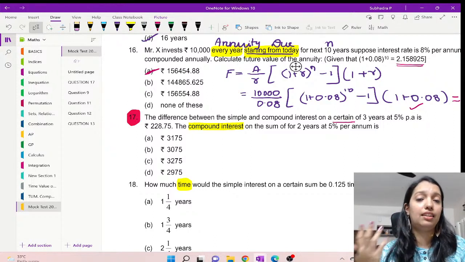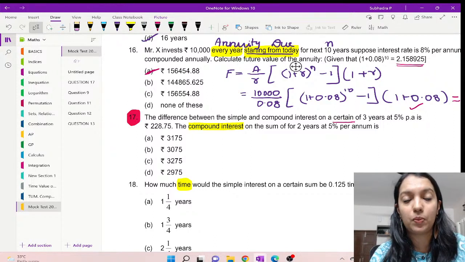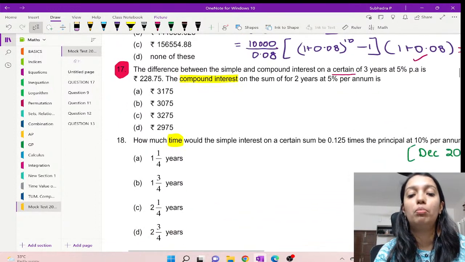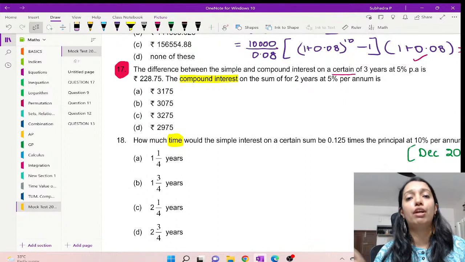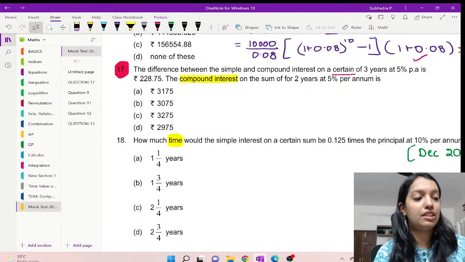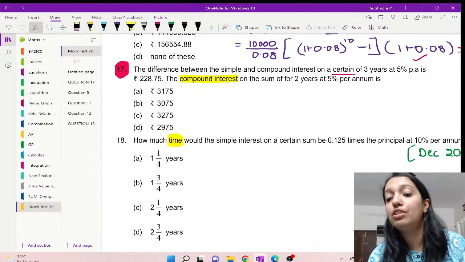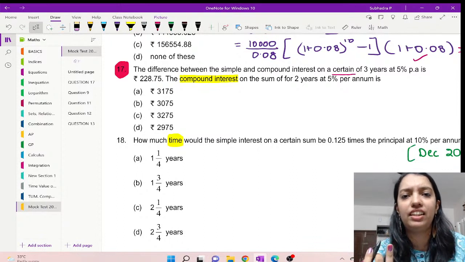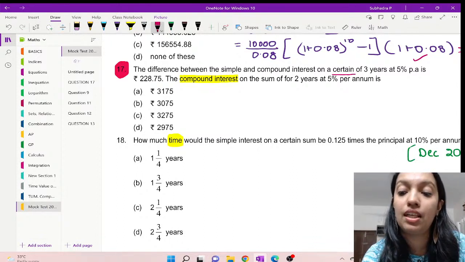17th question, again there is a printing mistake in the question. Have a look. The difference between simple interest and compound interest. Again an examination favorite question. Every attempt, a difference between simple interest and compound interest question will be asked. So the difference between simple interest and compound interest on a certain sum of 3 years. What certain information is missing?